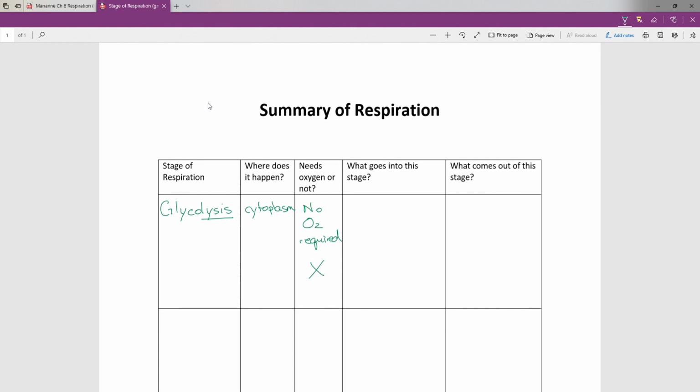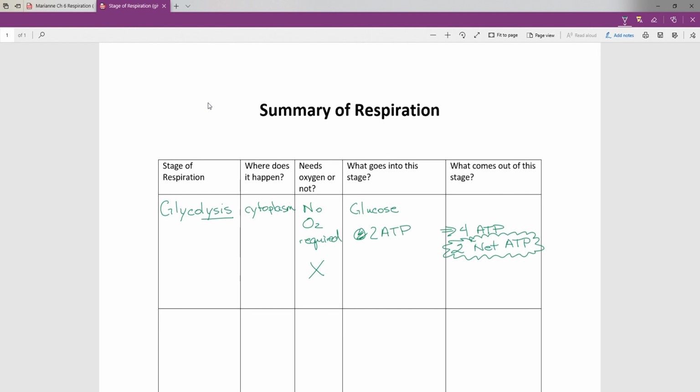What goes into this stage? It's going to need glucose, and it's going to need some, not oxygen, ATP, right? So it needs 2 ATP. What comes out of it is 4 ATP. And remember I said that's 2 net ATP. That's what we get ultimately out of this one, because that's one of the things that we're trying to account for in the process of cellular respiration.